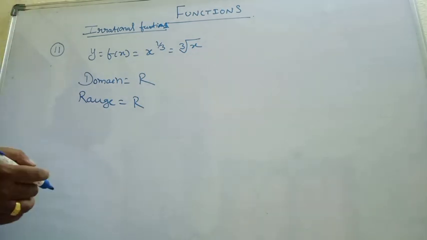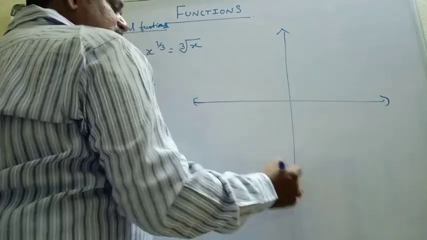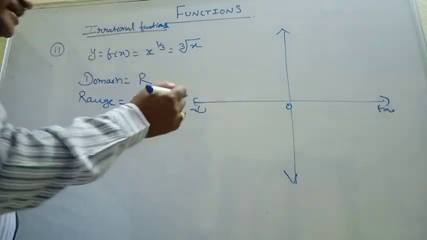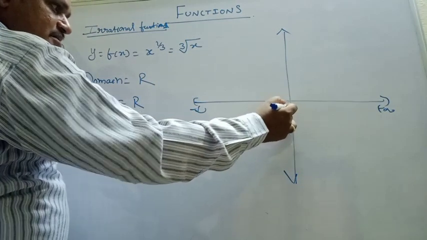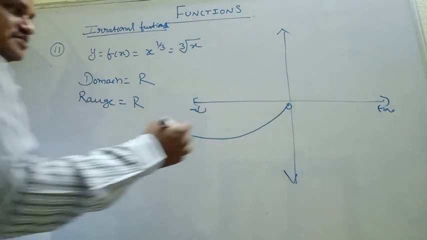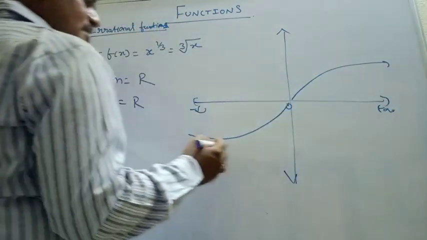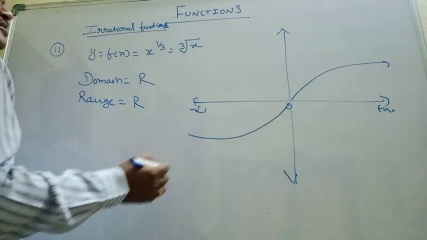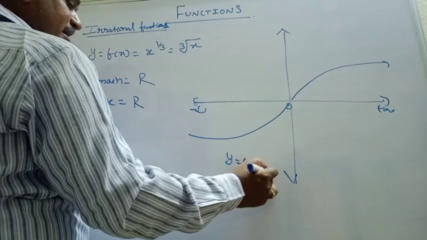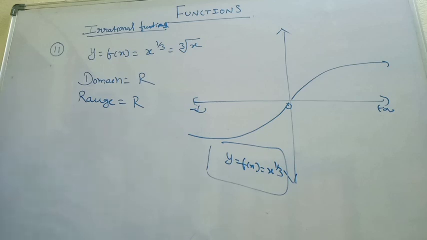Okay, wonderful. And the graph of this function, as you give 0, negative, minus infinity to plus infinity. If you give negative numbers also, it is giving negative numbers. That's why the graph will be like this towards the negative x-axis, and towards the positive x-axis it will be like this, of course, right? This is the graph of y is equal to f of x equal to x power 1 by 3, whose domain and range are real numbers.